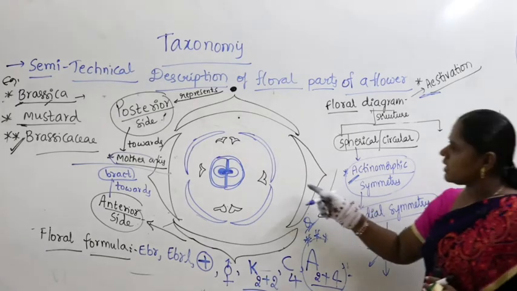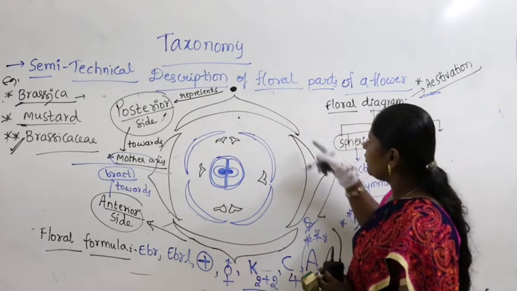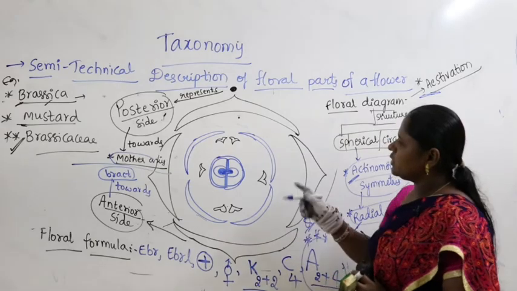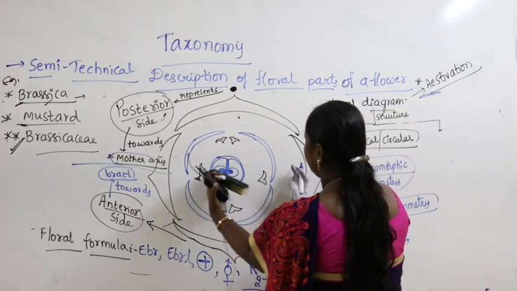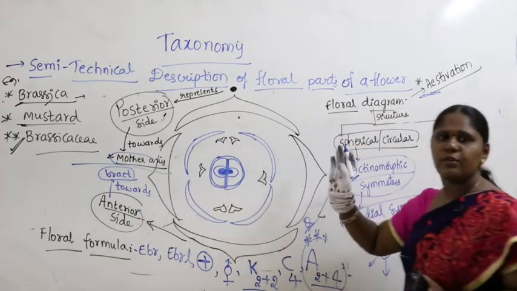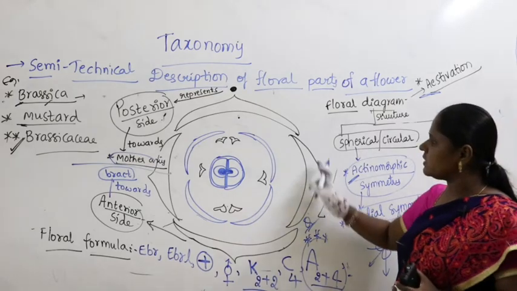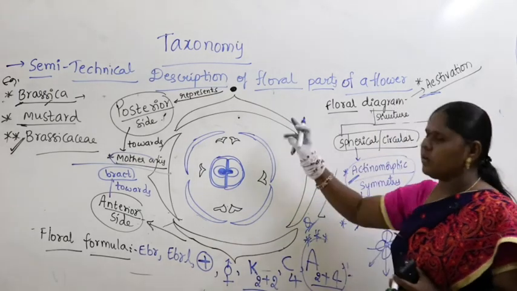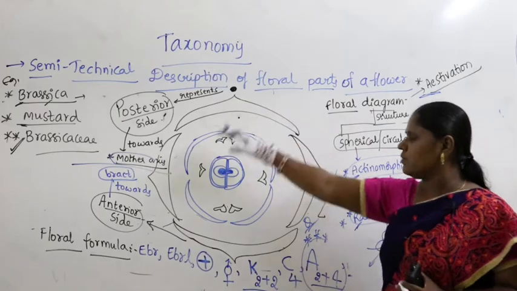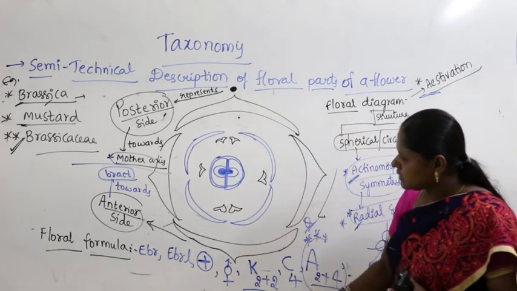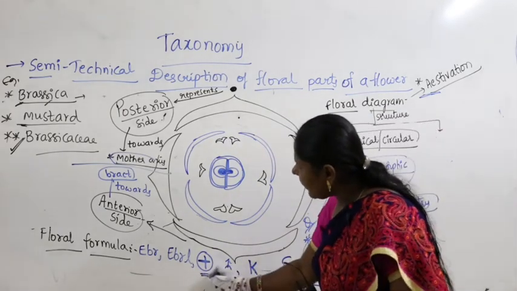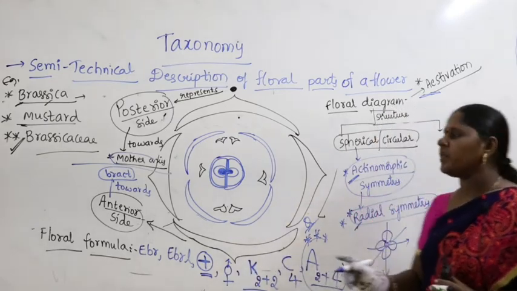Now observe this diagram. Actually, we need to draw this slightly towards the center. If you observe this diagram, what you can see is that it is somewhat circular. Imagine this is spherical or somewhat circular. Circular means, as I have written here, actinomorphic symmetry.